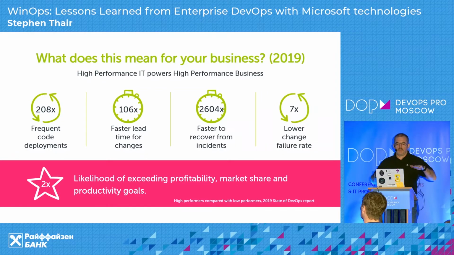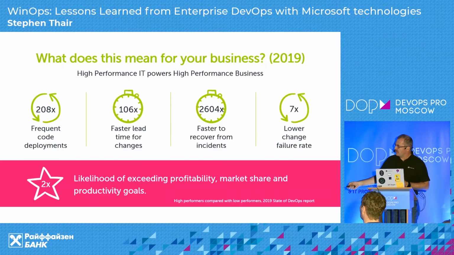So when they compare the low performers with the elite performers, for example, elite performers are 2,604 times faster at fixing something in production than a low performer. For a low performer, when something goes wrong, it's hours or days before they fix it. For an elite performer, it's seconds or minutes before they fix it. But mainly because when they're deploying stuff into production, it's automated. So it's automated to deploy, it's automated to roll it back. Okay? So really, really key.